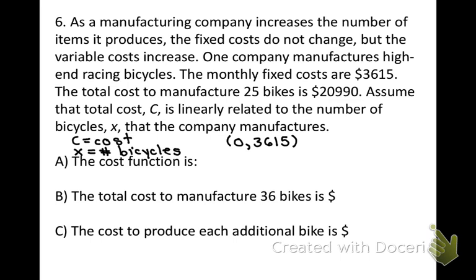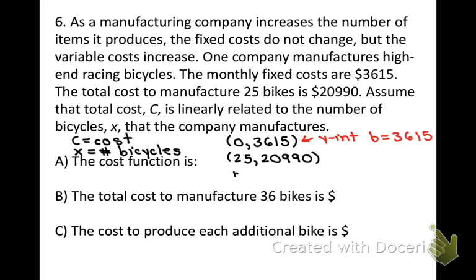Now, they also give me another point and tell me that when 25 bicycles are produced, it costs $20,990. Okay. Now, notice something about that first point. This is my y-intercept. So I actually know that I have a b value of $3,615. All right, so I already have my b value, off to a great start. In order for me to write this cost function C of x, though, I still need my slope.